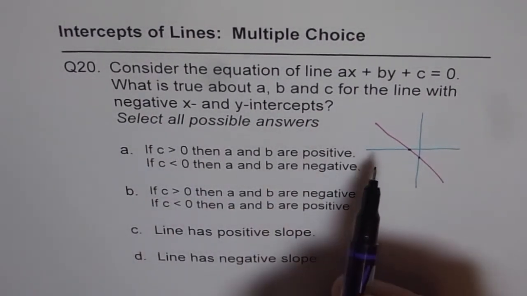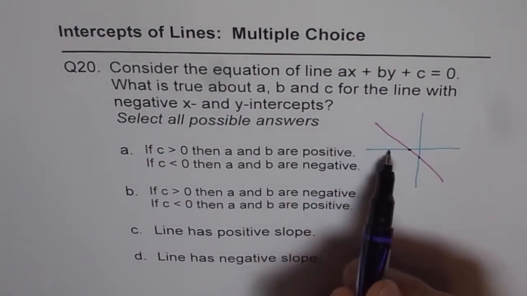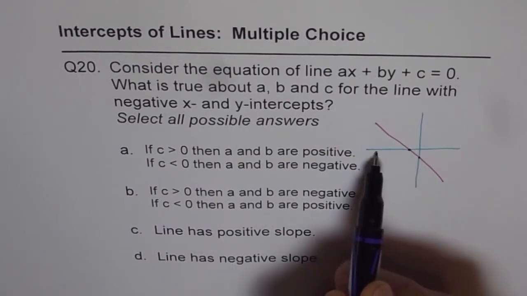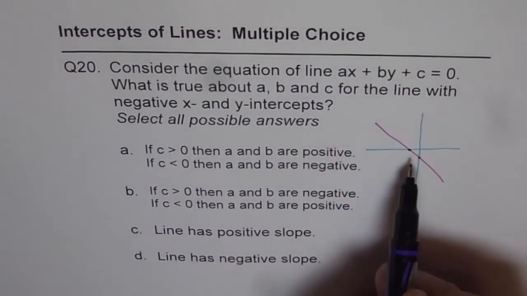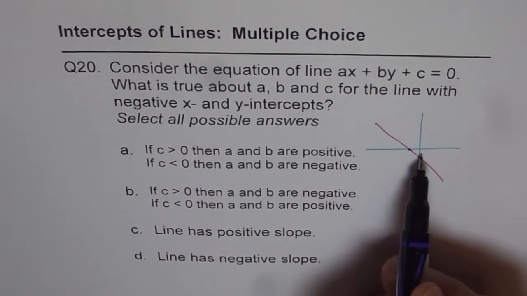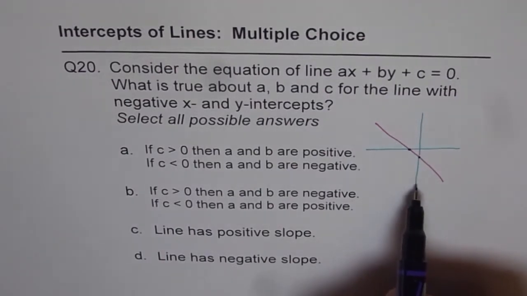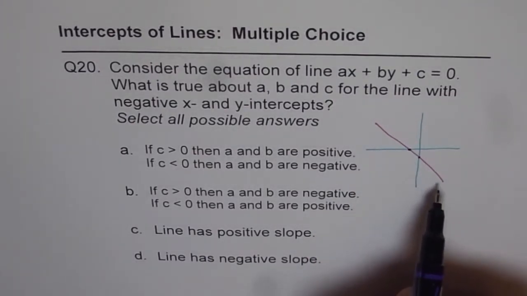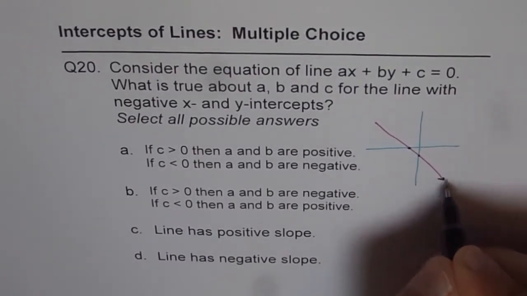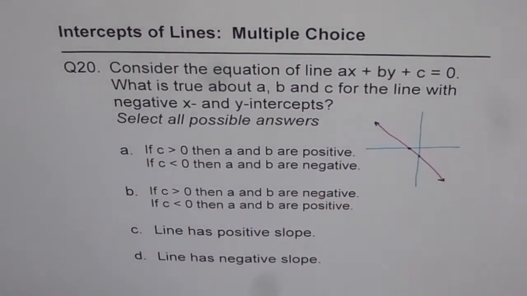Negative x and y means x-intercept will be along this side, left of origin, and negative y means that the y-intercept will be below origin, negative value. Do you see that? So the line joining these two will be something as shown. So that is how the line is going to look like.